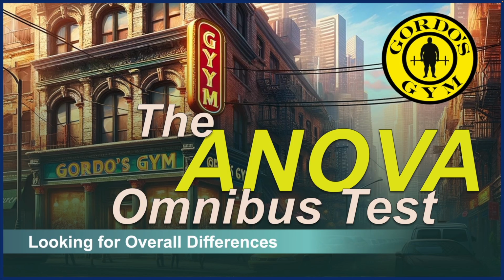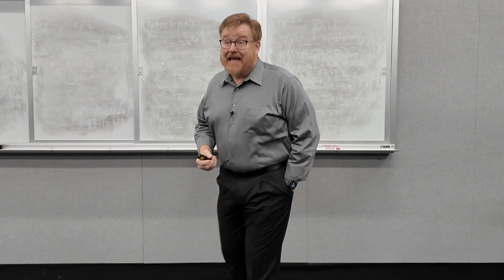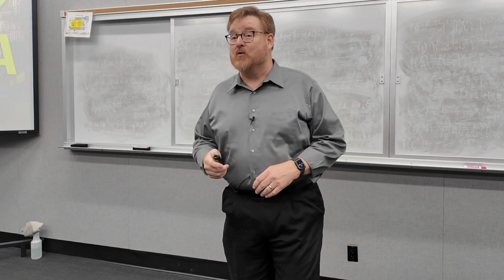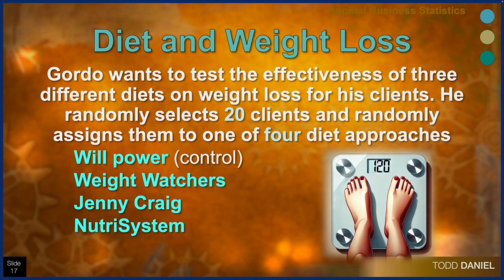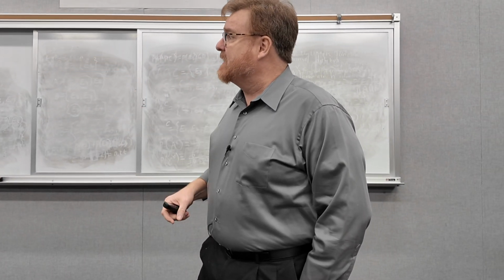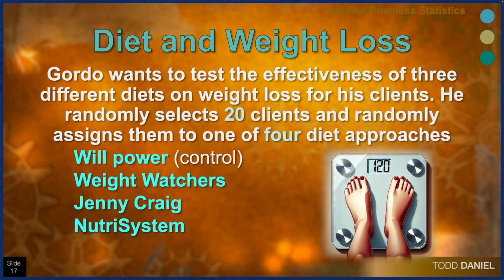This week, we have a business of the week, which is Gordo's Gym. Gordo, in addition to being a gym owner, is also a statistician, so we're going to be doing some comparisons. We're going to be looking for some group differences. Gordo wants to test the effectiveness of 3 different diets on weight loss for his clients. He randomly selects 20 clients and randomly assigns them to one of 4 diet approaches, 5 in each group. The first group is the control group. It's the willpower group. But then there's 3 other versions of diets, Weight Watchers, Jenny Craig, and Nutrisystem.